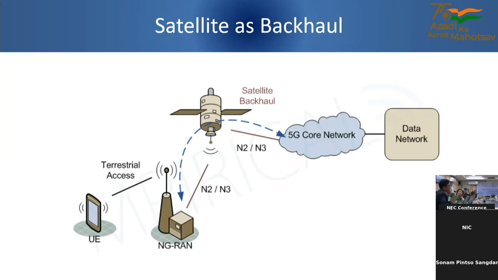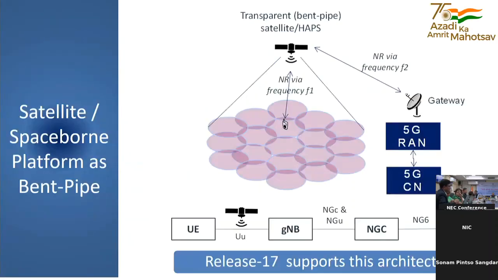So as I said, satellite can work as a backhaul for 5G. And second, just look at this picture. Satellite can actually work as our radio access network. The tower which we have here, the satellite can take that load. So one, in a way that it works as a transparent pipe wherein your base station traffic goes onto the satellite and then is transmitted to the users. So that is a concept.